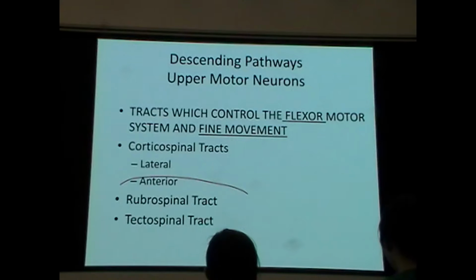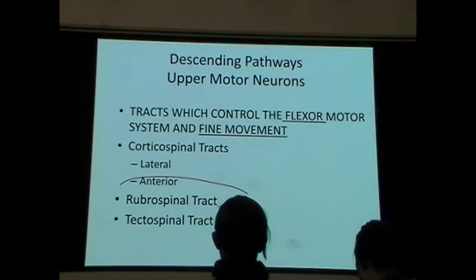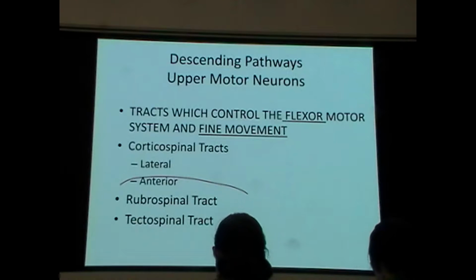Okay, so the descending pathways as 2 groups are those that are tracts or fasciculi, once again, in these areas that we call funiculi around the gray matter. These are the white matter areas of the spinal cord, white matter areas of the brainstem. These are tracts which control the flexor motor system and what we refer to as fine or discrete movement.